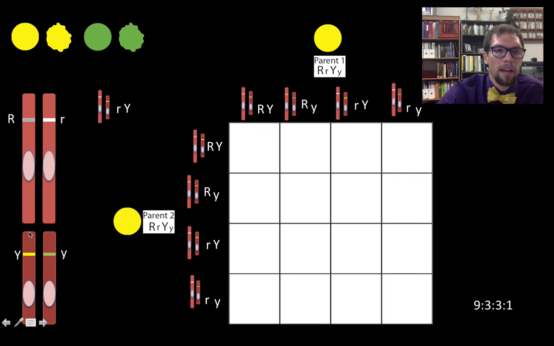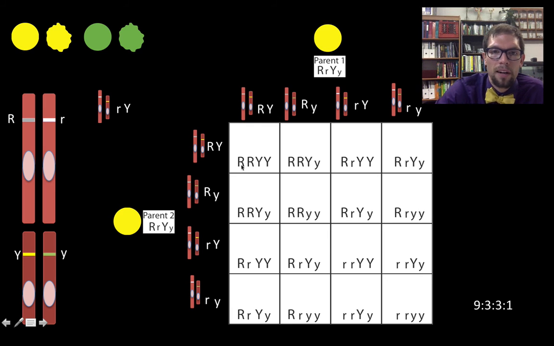Or he can have a little r and little y, and that's what's represented right here. So now you have 16 different possibilities of what can happen when they fuse together. And that's what happened here. So you can see that this big R contributed to this one, and this big R contributed here, big Y. So you just go down and fill this out.